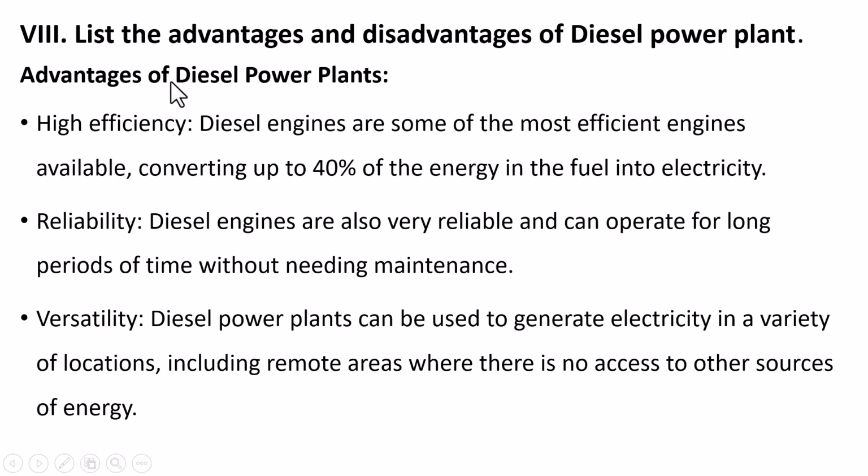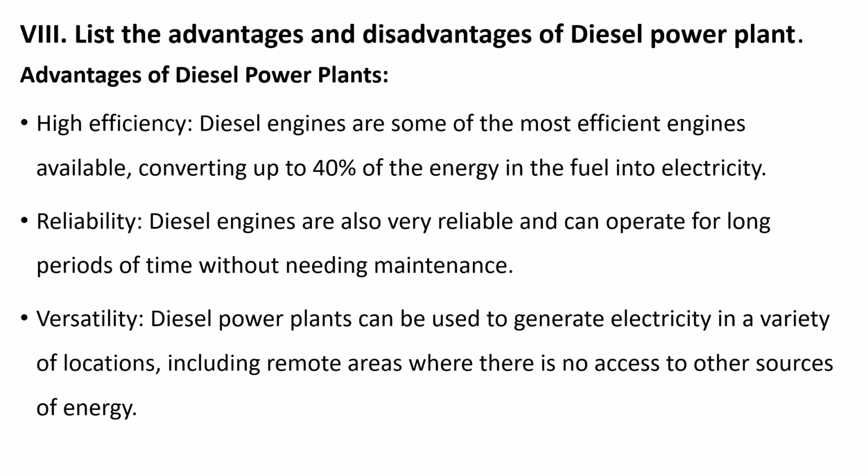Next question. List the advantages and disadvantages of diesel power plant. Advantages of diesel power plants: High efficiency. Diesel engines are some of the most efficient engines available, converting up to 40% of the energy in the fuel into electricity. Reliability. Diesel engines are also very reliable and can operate for a long period of time without needing maintenance.